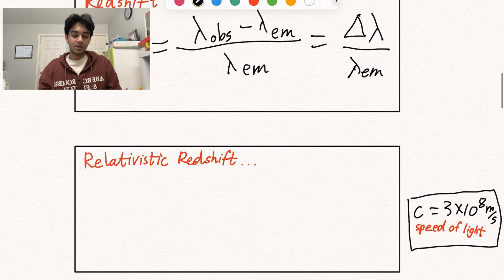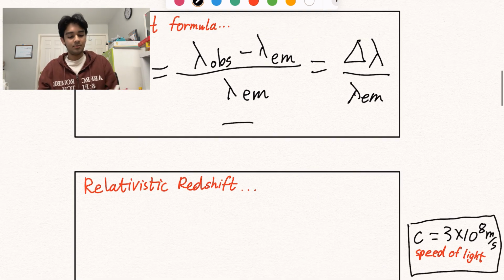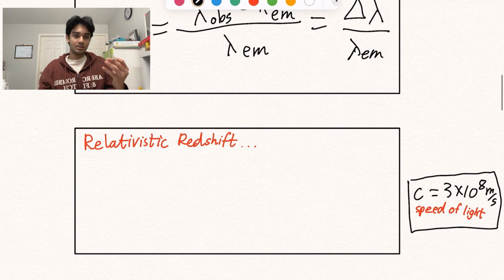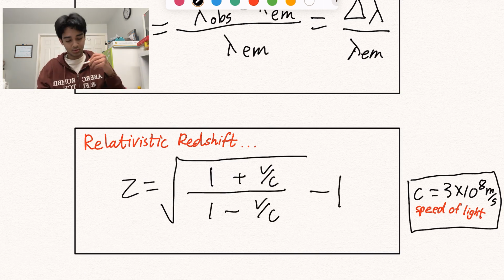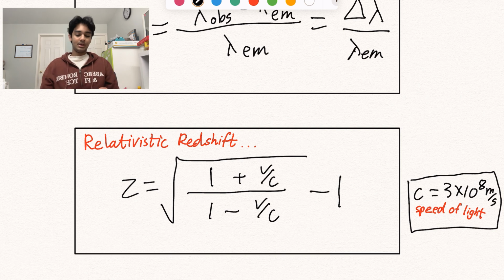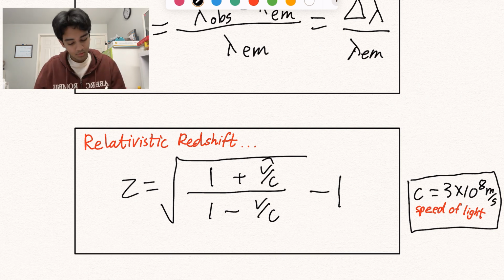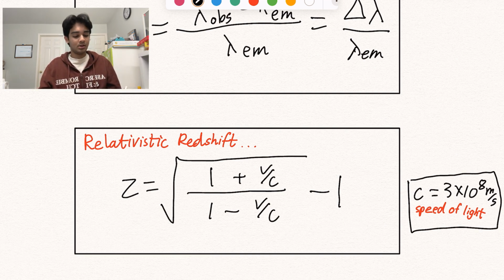Now, relativistic redshift: you use this formula if you know the wavelengths, but if you know the velocity of the object, if it's approaching or receding, this is what you use. z equals the square root of (1 plus v over c) divided by (1 minus v over c), and then on the outside we just have a minus 1. So this is how you would calculate the redshift. If you have velocity in meters per second, you'd put that here, and then the c, that's the speed of light. That's a constant. It's always 3 times 10 to the power 8 meters per second. That's the speed of light.